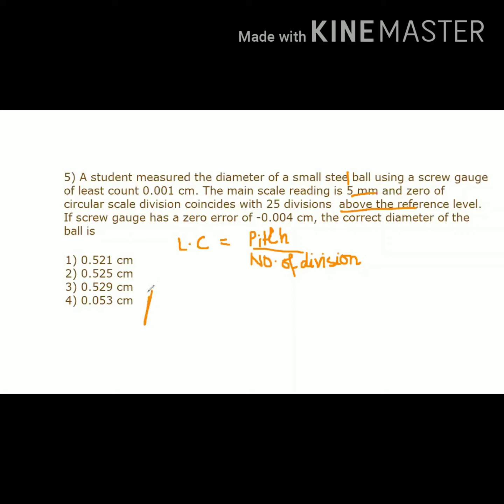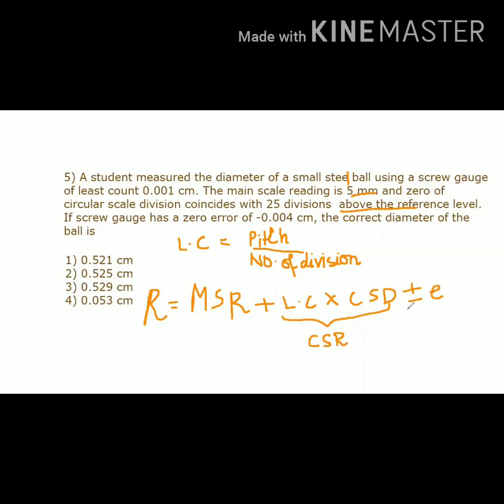now how do you calculate the reading of a screw gauge? The reading also has a direct formula, which is MSR, that is main scale reading, plus least count into CSD, plus or minus error. Okay, so you can be very clear from this formula that least count into the CSD is nothing but called as the CSR.